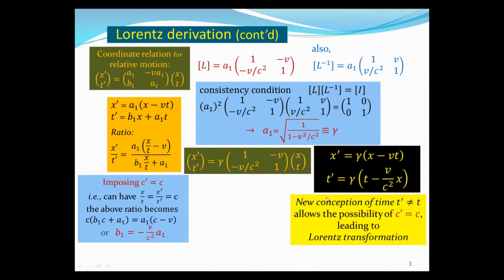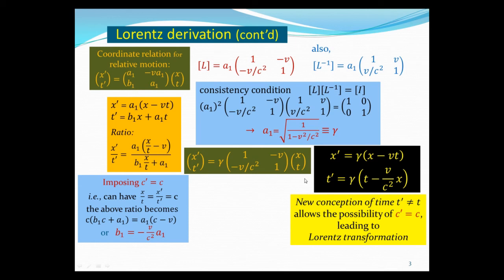So the new conception of time, that time can be coordinate dependent, allows the possibility c prime equals c, and leads to the Lorentz transformation. Okay, and let's remember, the Lorentz transformation goes to the new velocity rule and we get c prime, so it's consistent. And notice now we have this new relation between inertial frames.